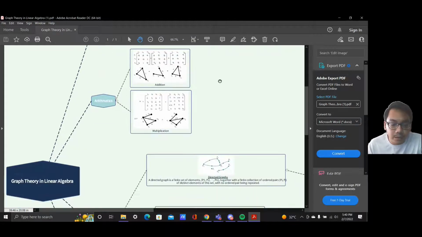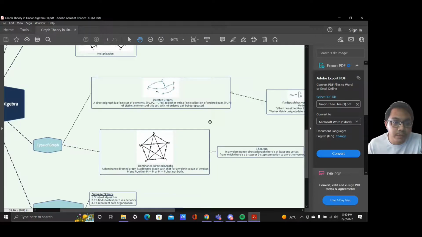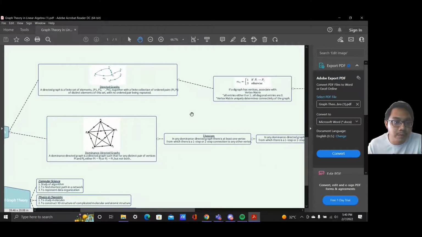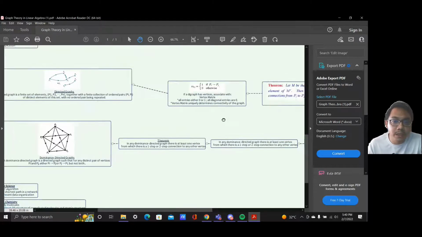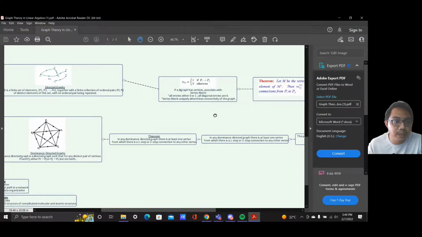And then we have arithmetics that are used to show changes in a graph, where we have addition and multiplication. And then we have types of graphs, which consist of two types, and each graph has theorems that are needed to represent the graphs.